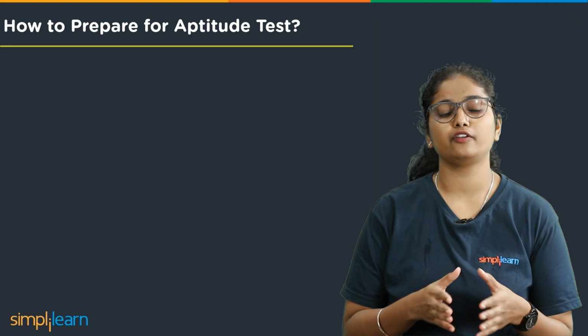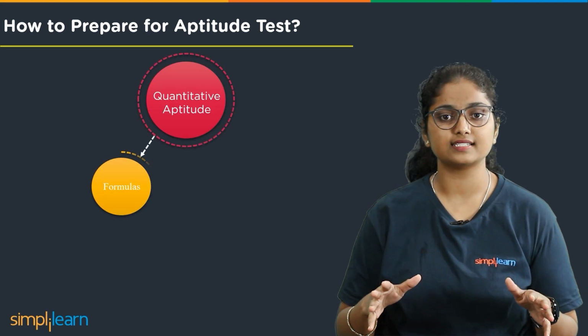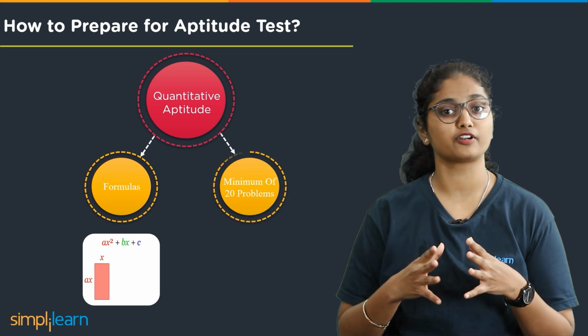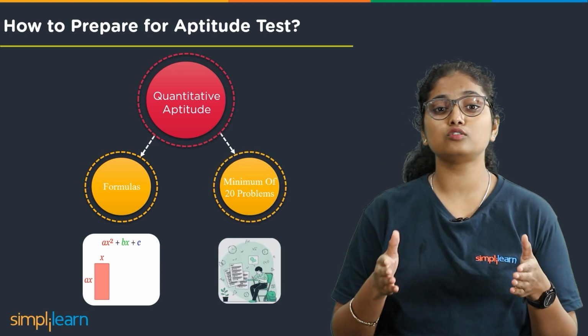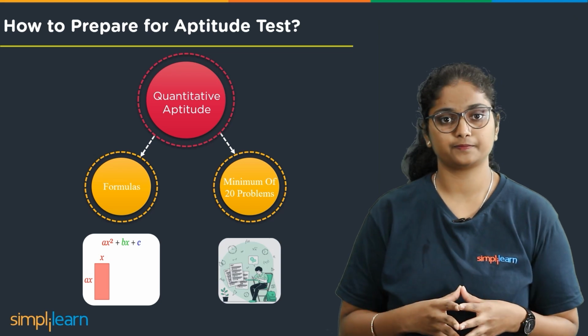When it comes to preparing for quantitative aptitude, make sure you make a note of all the formulas and practice a minimum of 20 problems from each topic, so that these notes will help you to get prepared when you are taking up your aptitude test.